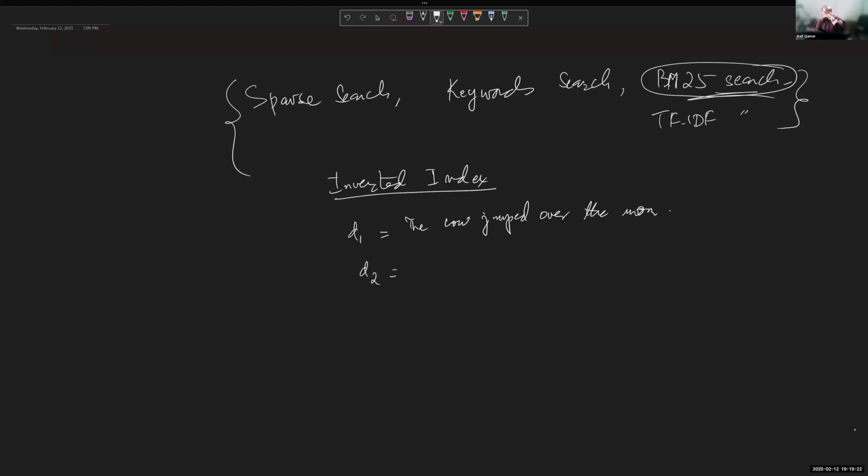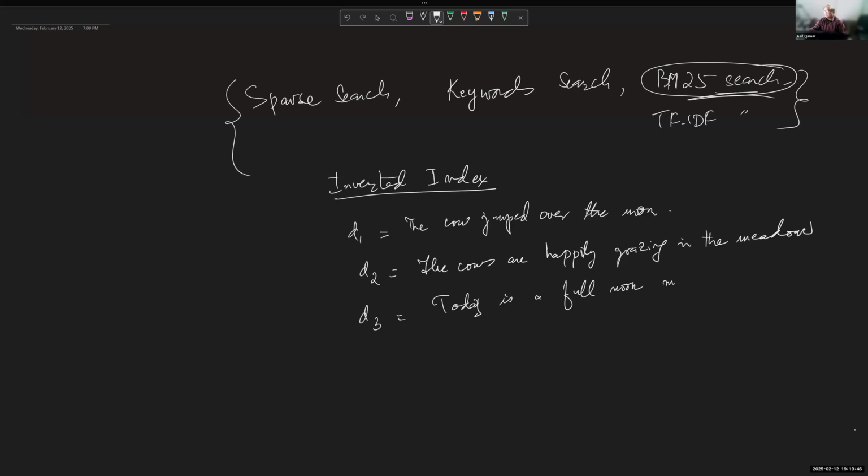The other document, D1, has this content. D2 has the content: the cows are happily grazing in the meadow. And let's say D3 has the text, today is a full moon night. And the fourth one is, let us drive over to the meadow. And I'll imagine that the world is made up of just 4 documents.